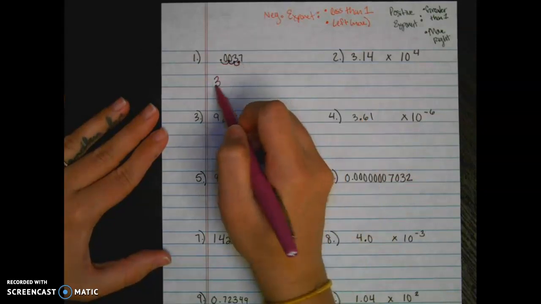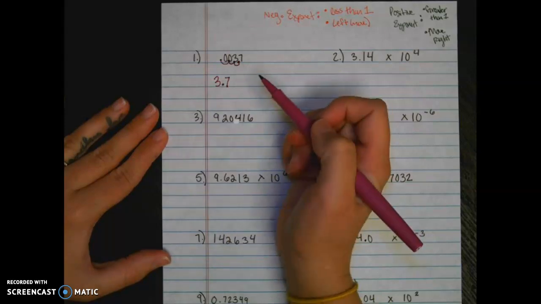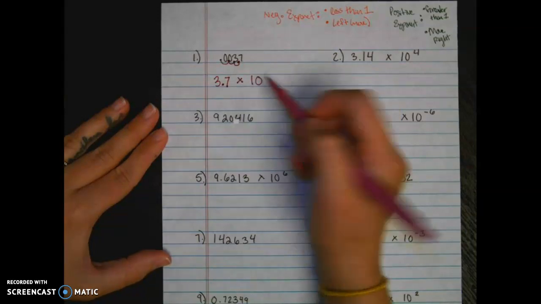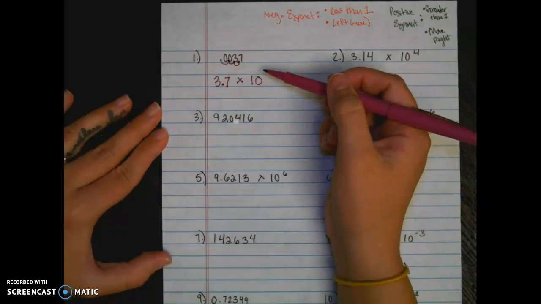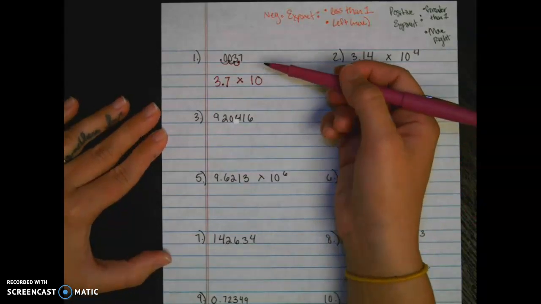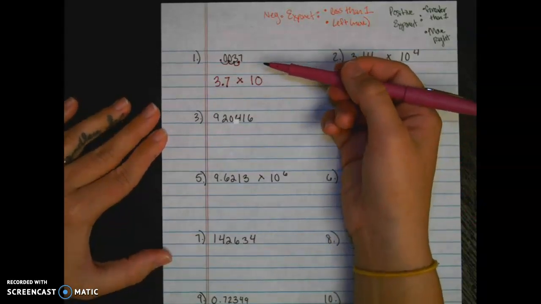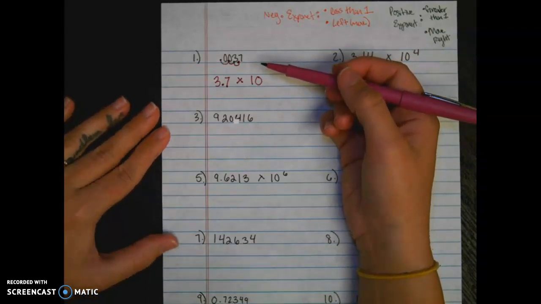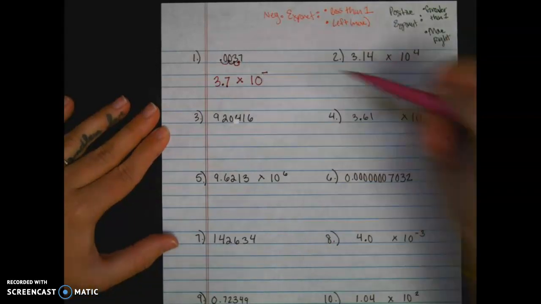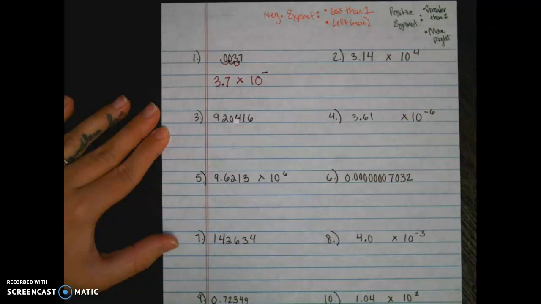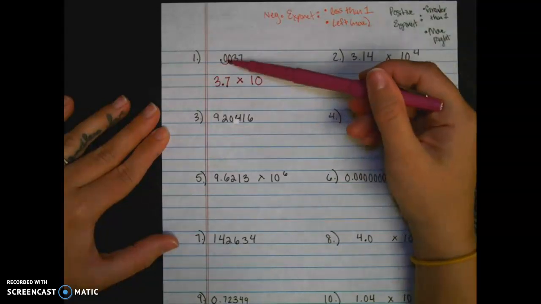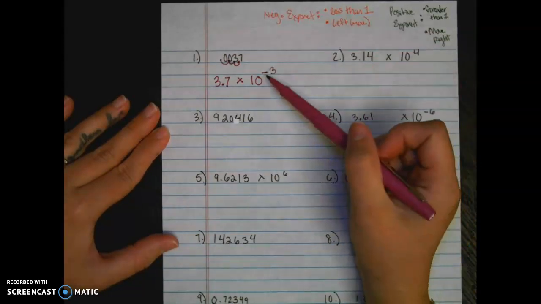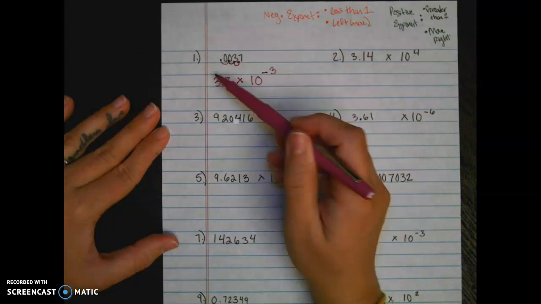So the first part of my scientific notation form is 3.7 times 10. And in my original number, is 0.0037 larger than 1? It is not. So I know my exponent is going to be negative. And how far did I move? 1, 2, 3. Perfect. So this negative 3 tells me my number is smaller than 1, and I needed to move 3 spaces.